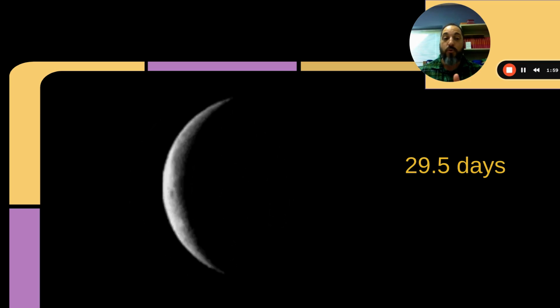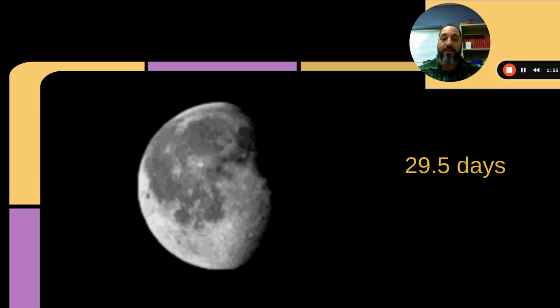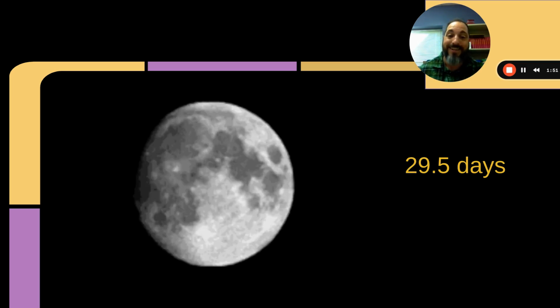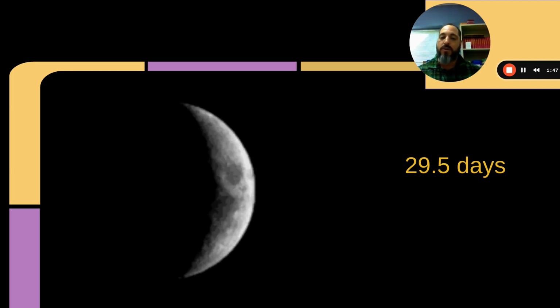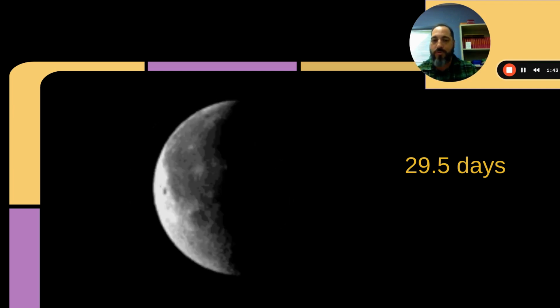So here we go, 29.5 days. We can see the amount of sunlight that is reflecting off of the moon is changing. The amount that we can see is going to be changing. And you can see everything always moves from the right. So the light grows from the right, and then the darkness also grows from the right.